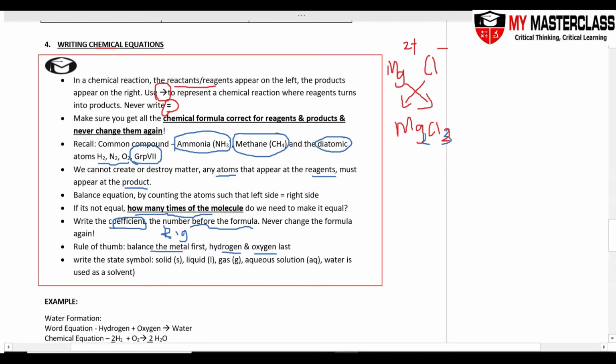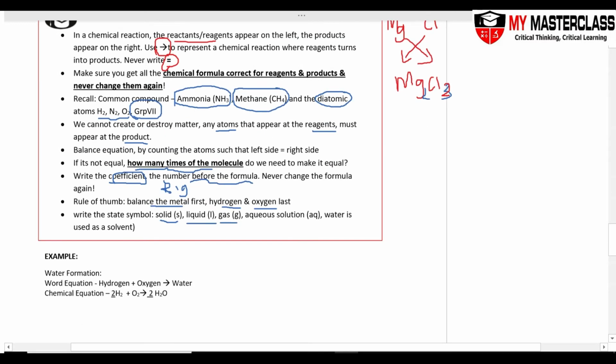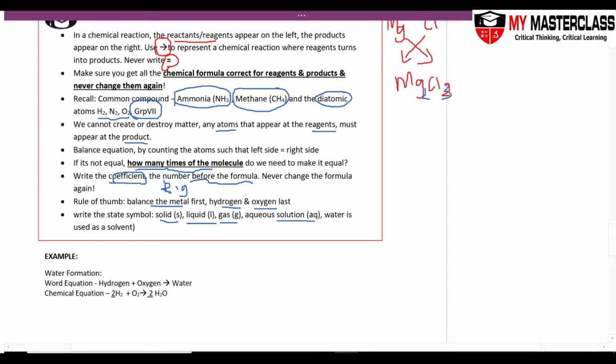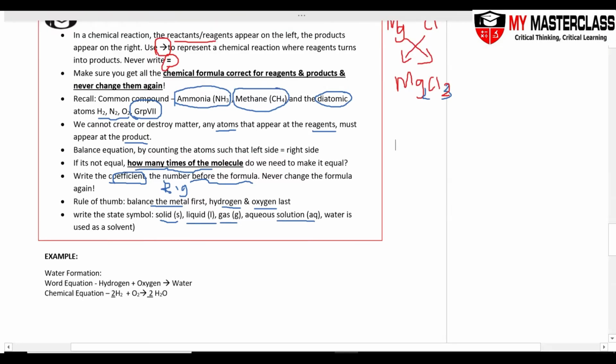If your school teaches you state symbols, at upper sec, state symbols must be written. Solid, liquid, gas. This is straightforward. There's a fourth state called the aqueous state, so AQ. What does AQ mean? Say I have NaCl, the salt in the kitchen, sodium chloride. I can have it solid. If I heat it until it melts, then it becomes liquid. If I boil the liquid, it becomes gas.